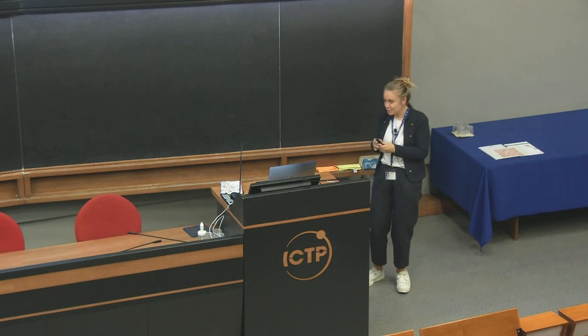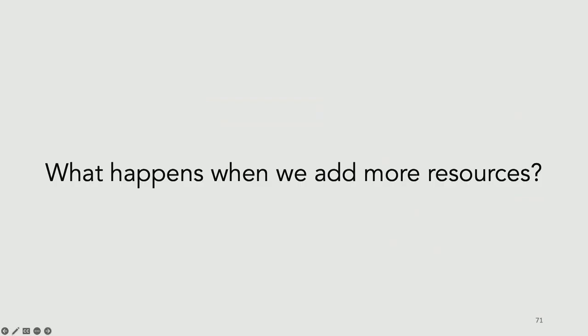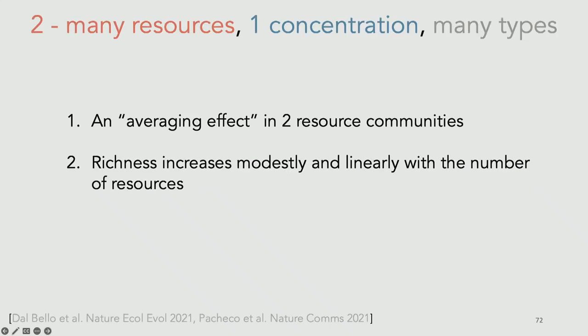Right. Let's move on from this. So the question is, what happens if you add more resources to the game? Here we're going from 1 to 2 resources and then from 2 to many resources, and we still have the same concentration of carbon. What we see that was quite unexpected is that going from 1 to 2 resources, we don't see an increase in diversity, but actually an averaging effect that still bothers us. The other thing we see is that richness increases only modestly but linearly with the number of supplied resources. Okay, let's go from 1 to 2.